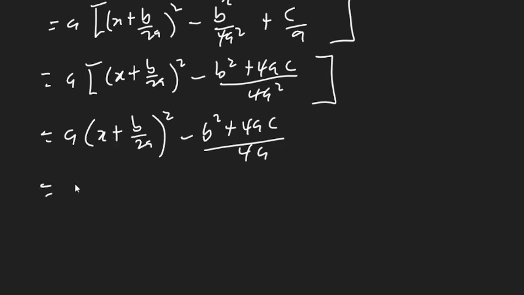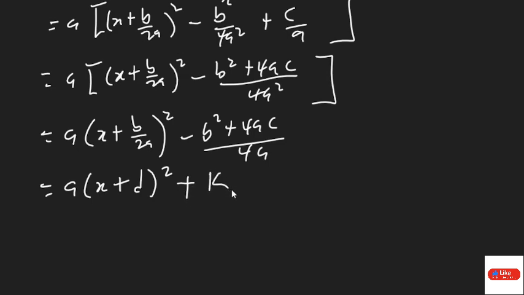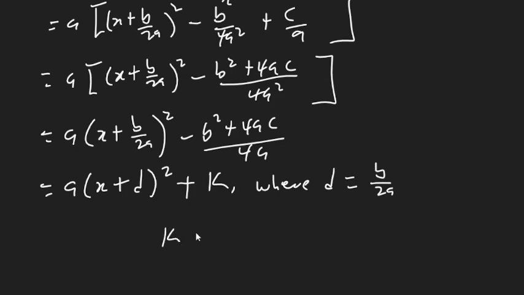We can introduce some variables here: a times x plus d all squared plus k, where d is equal to b on 2a and then k is equal to negative b squared plus 4ac all on 4a.